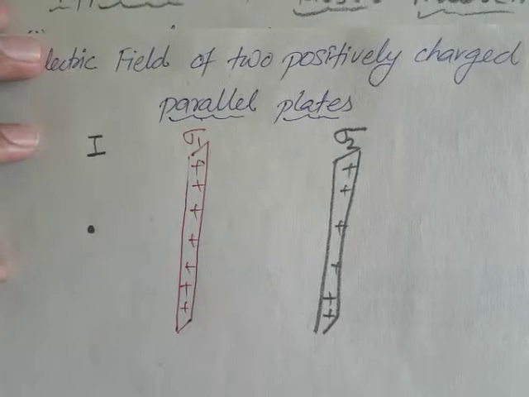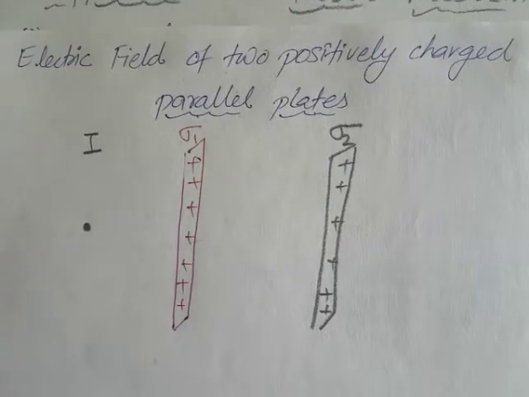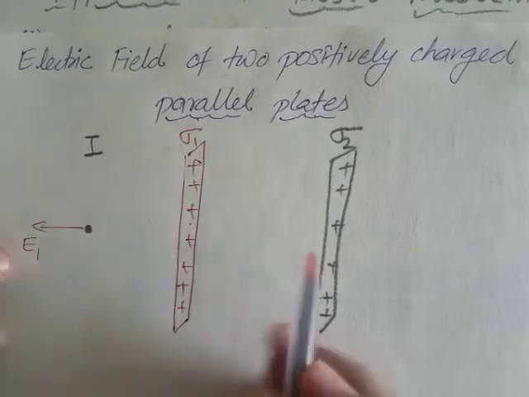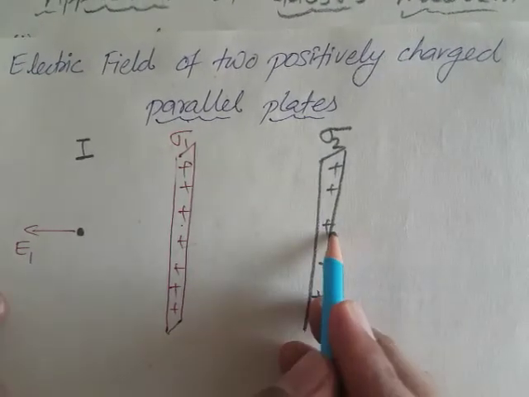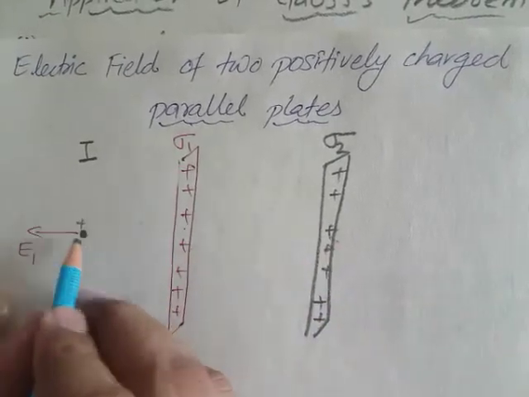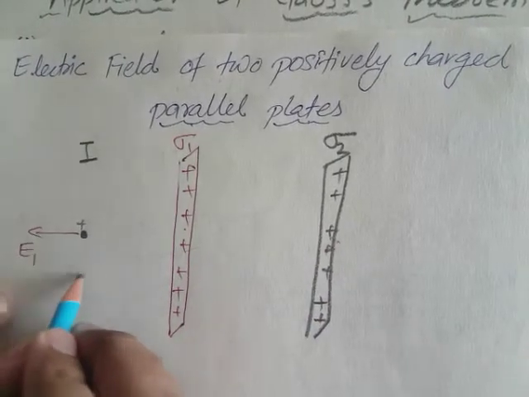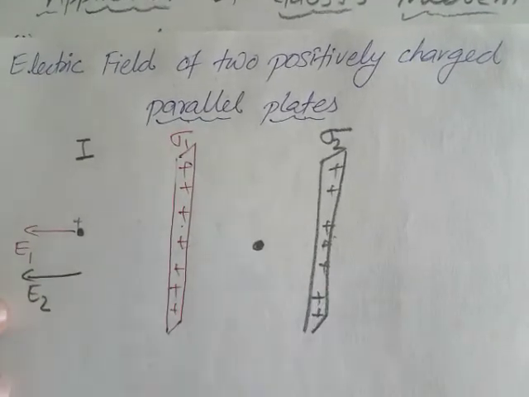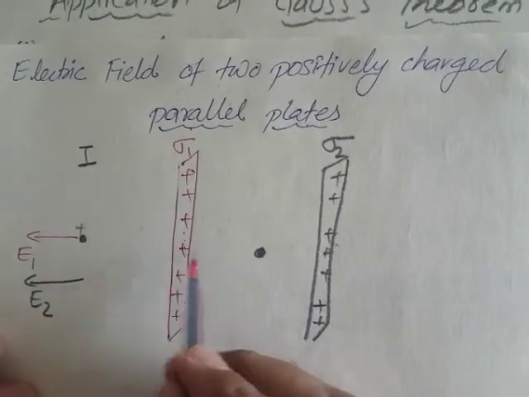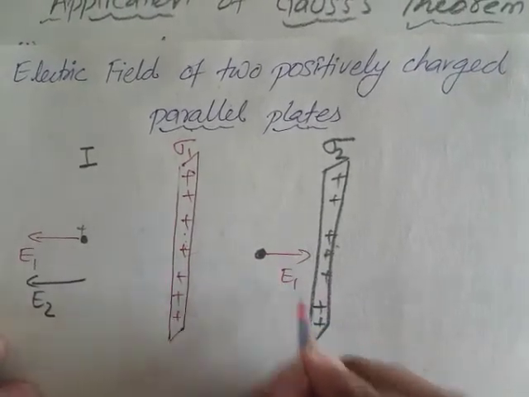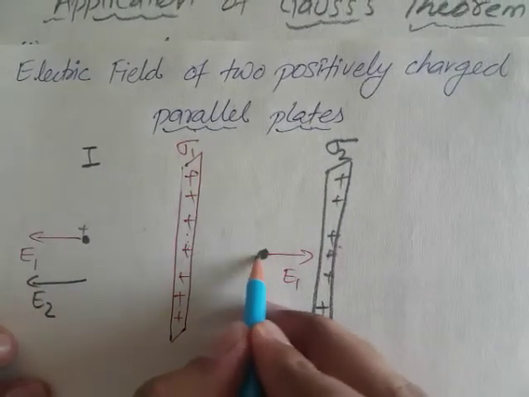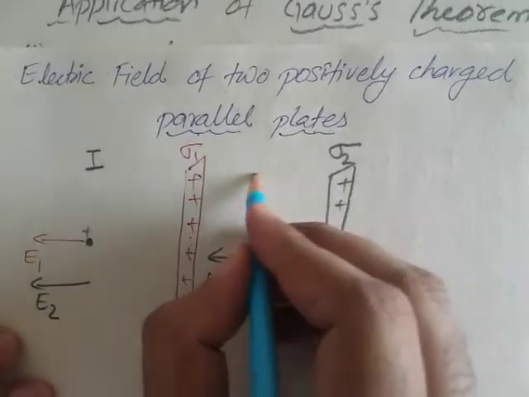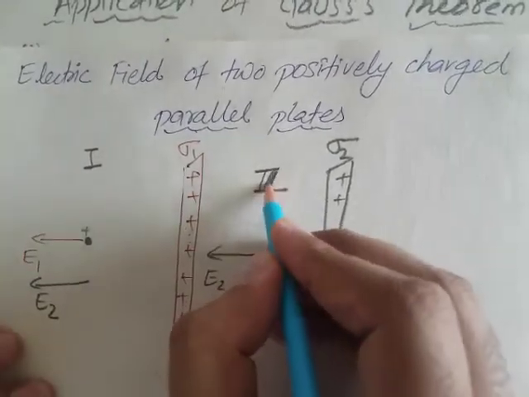In region 1, if we talk about this plus sheet, the electric field is in this direction, it is going to repel. What about the other? If this charge sheet is positive, this is also positive, then it is going to repel. They are in the same direction, both E1 and E2. If we place the charge here, it will be repelled from E1 in this direction, and from this charge it will be repelled in this direction, that is E2. That is our second region.